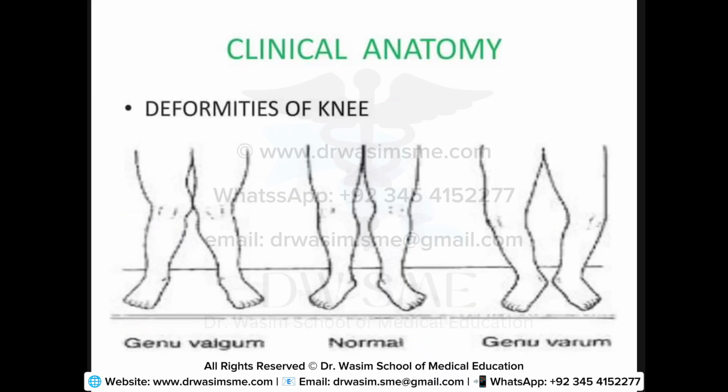Then we have genu varum, which is the outward movement of the knee. One of the pathologies for genu varum is rickets, which you need to know. This is the normal knee.